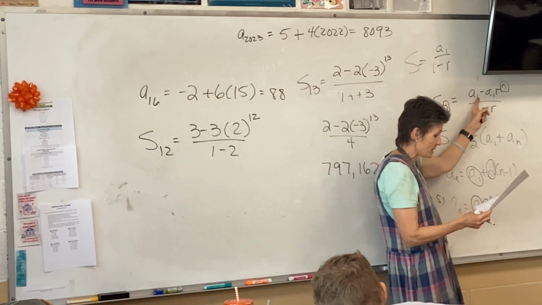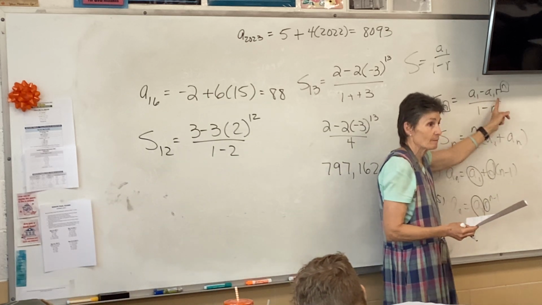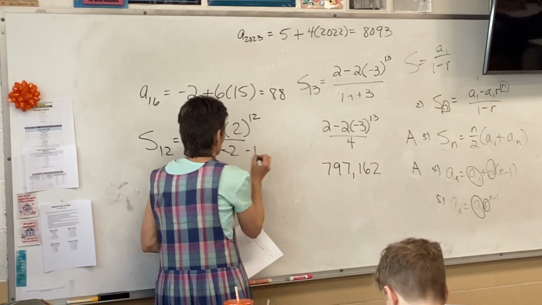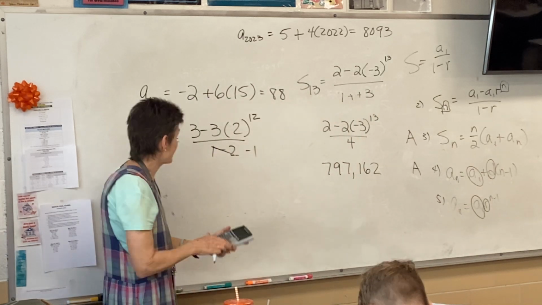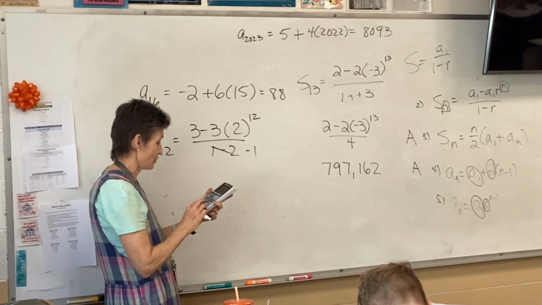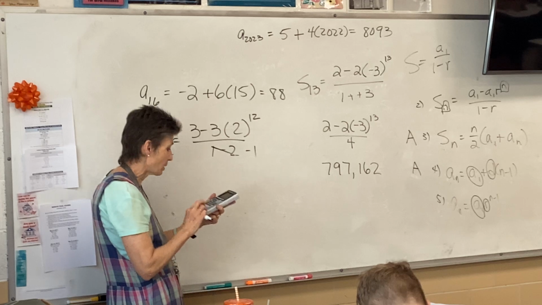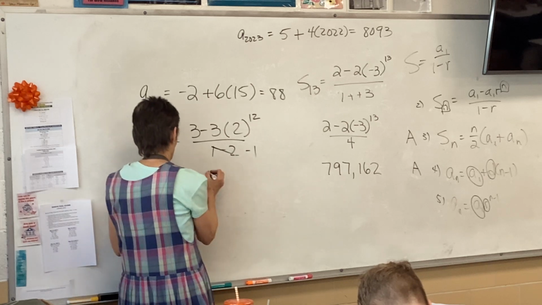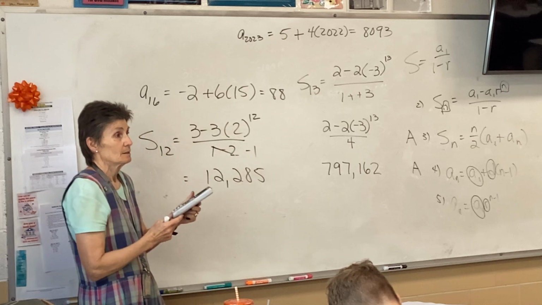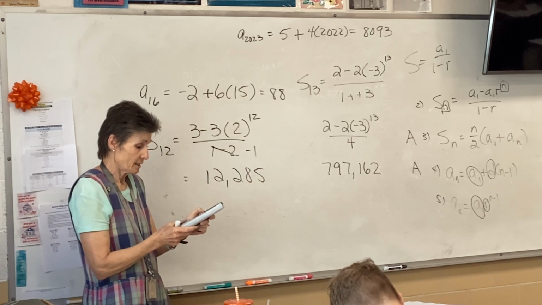First term was 3, ratio is 2. All right, so what's my denominator? -1. So now I'll type this in. 3 minus 3 times 2 to the 12 equals 12,285 divided by -1. 12,285.